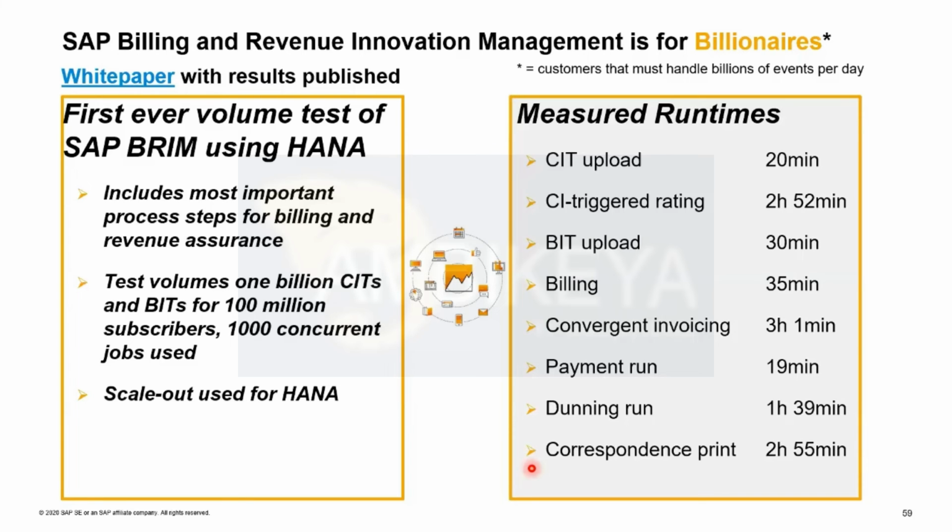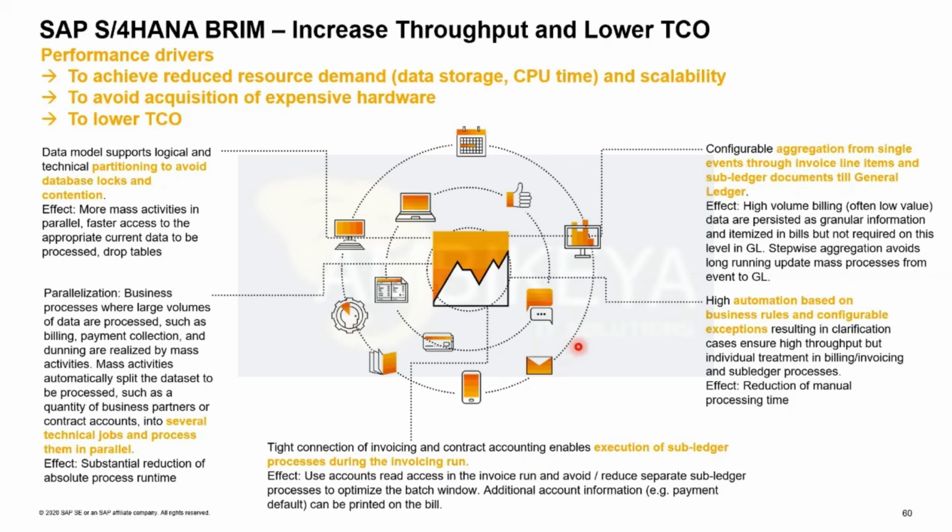Michael, can you go to the next slide? We provide here as well some arguments or some of the reasons why we are so fast, why we can increase throughput and lower TCO. We list here the performance drivers to achieve reduced resource demand, resources in case of data storage and CPU time, and scalability. Performance drivers to avoid acquisition of expensive hardware, and performance drivers to lower TCO.